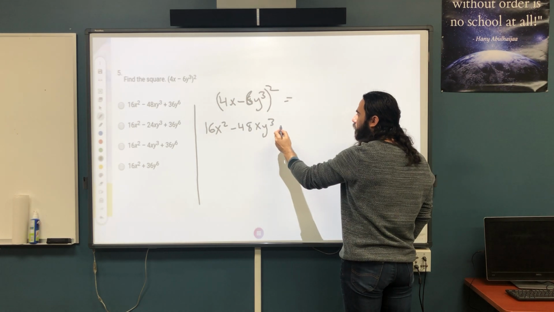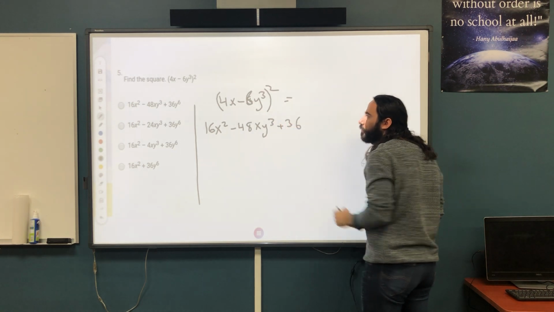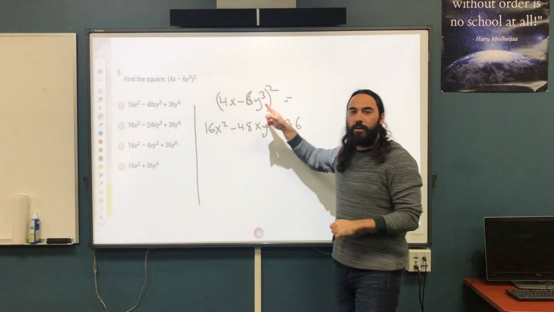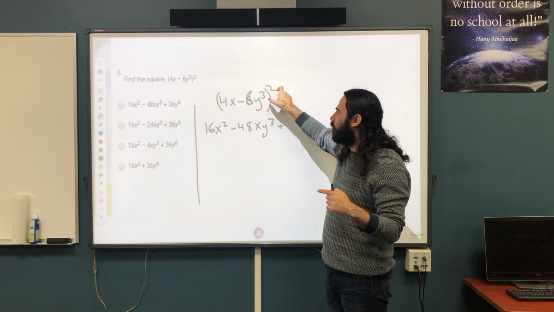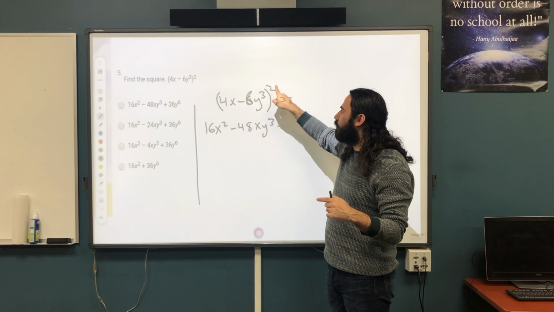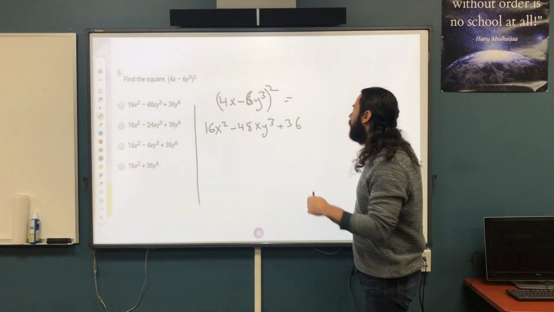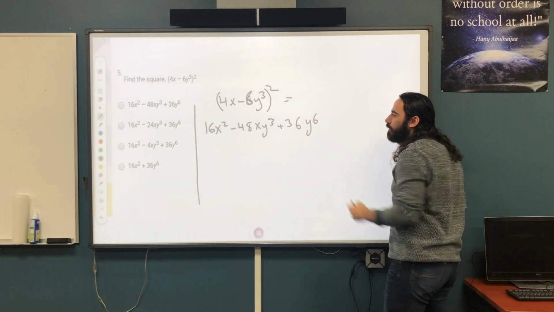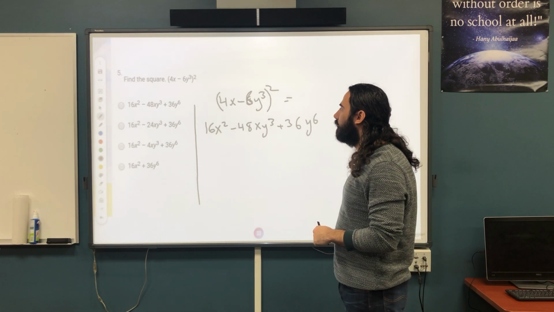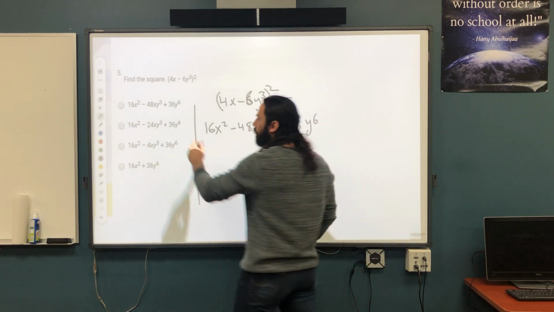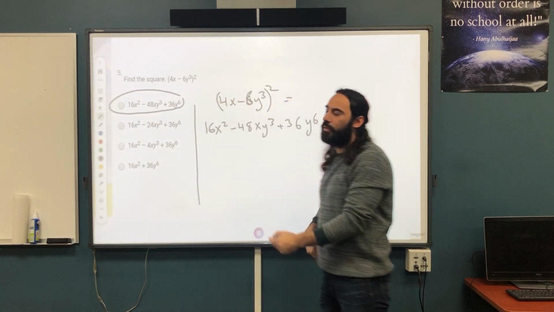Okay, and then we square the second one. We have 6 squared, so it's going to be 36. And when we square an exponent, we multiply the exponents. So y cubed squared, we multiply 2 times 3, so it's y to the power of 6. So this would be the answer. Okay, guys?